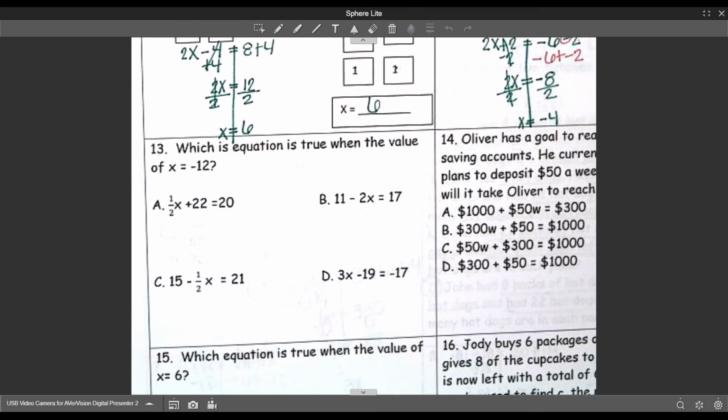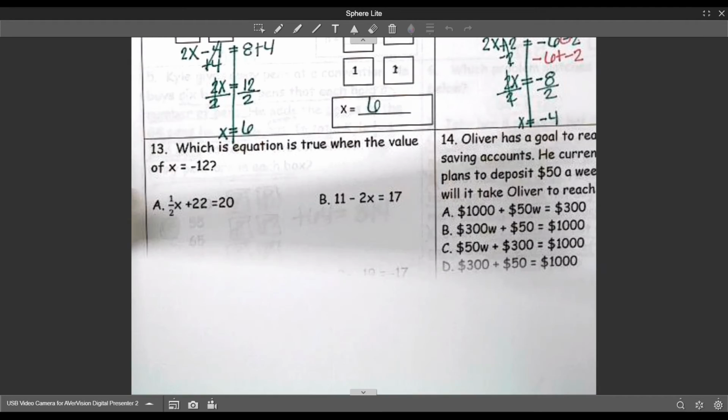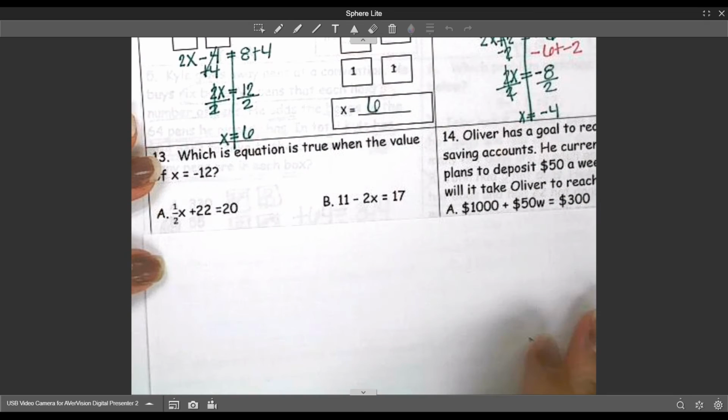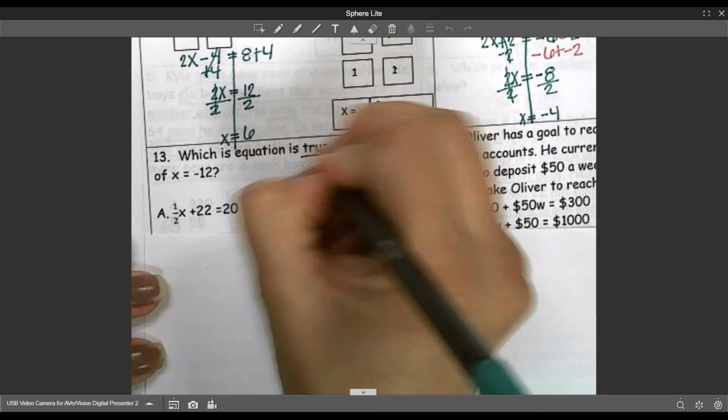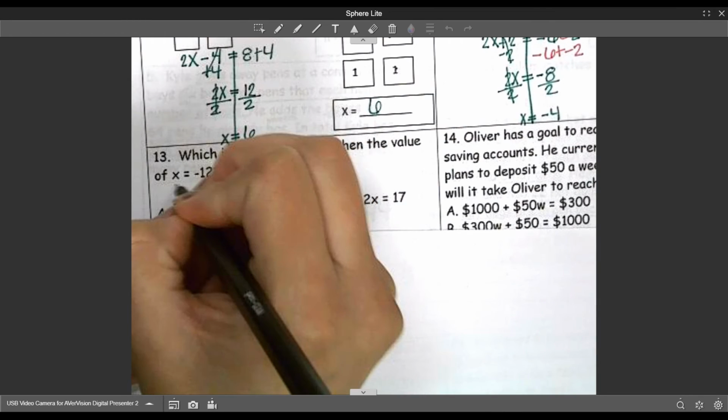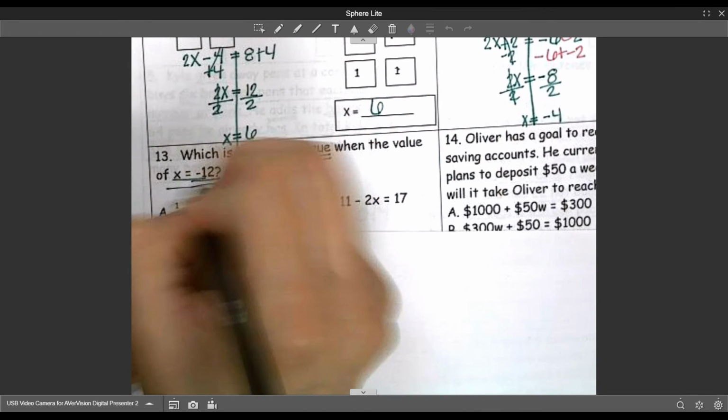Number 13 is a little bit different. However, it's not difficult to do. It's just a little bit different. Okay. So I'm going to go ahead and get a little bit of paper here just to work them out because I want to have enough space. Okay. So we're going to read it first. And it tells you which equation is true when the value of x is equal to negative 12.